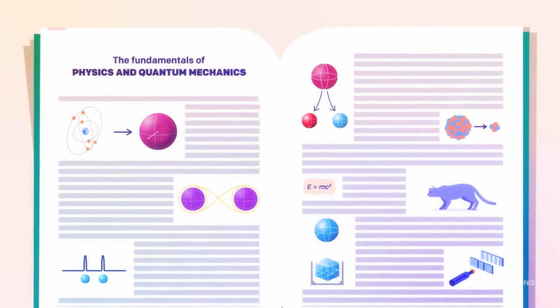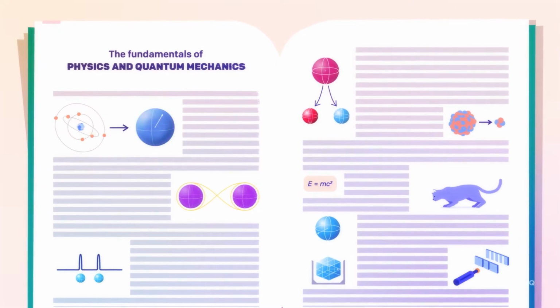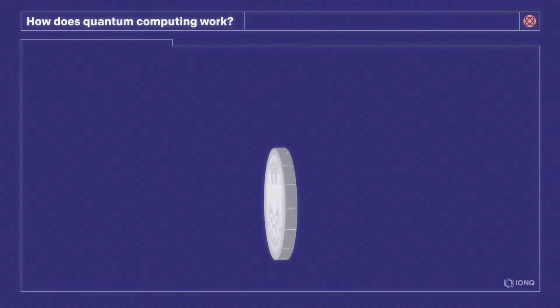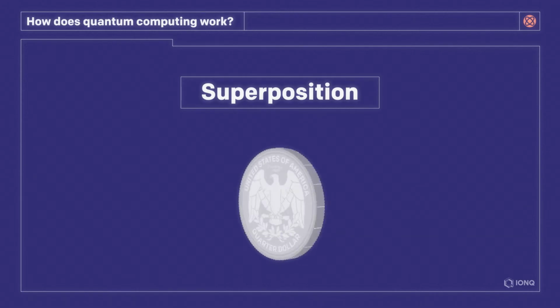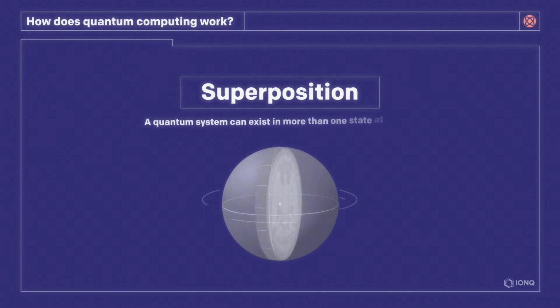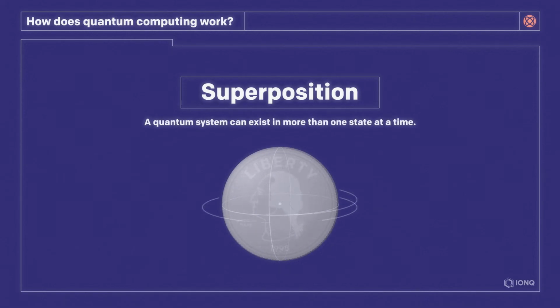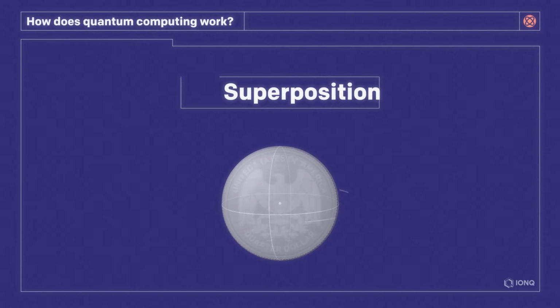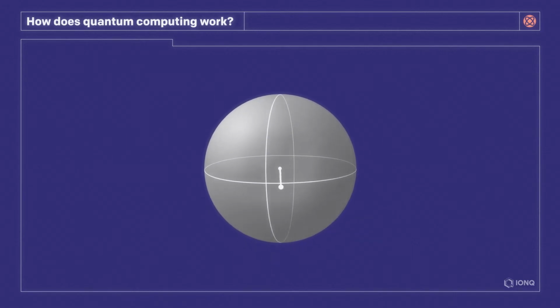Let's go over the fundamental physics concepts that make quantum computing possible. First, we have a concept called superposition. The idea is that a quantum system can exist in more than one state at a time, as long as you leave it alone. Imagine a sphere with an arrow spinning inside it. Mathematicians call this a vector.